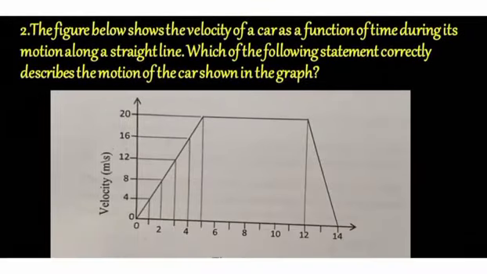Question number 2. The figure below shows the velocity of a car as a function of time during its motion along a straight line. Which of the following statements correctly describes the motion of the car shown in the graph?